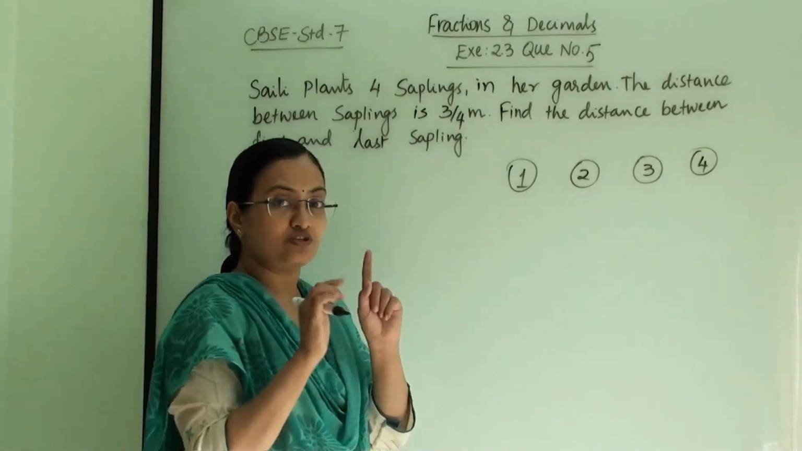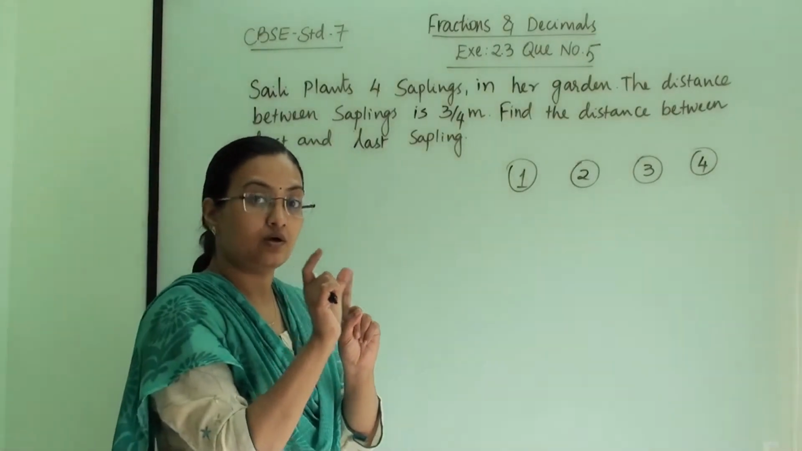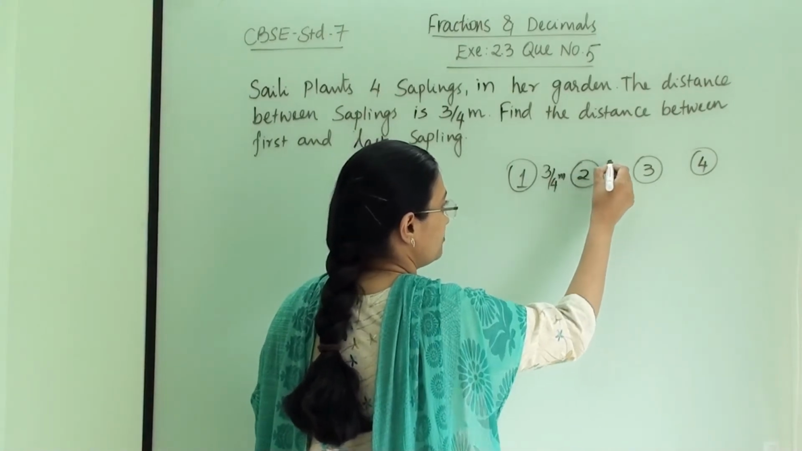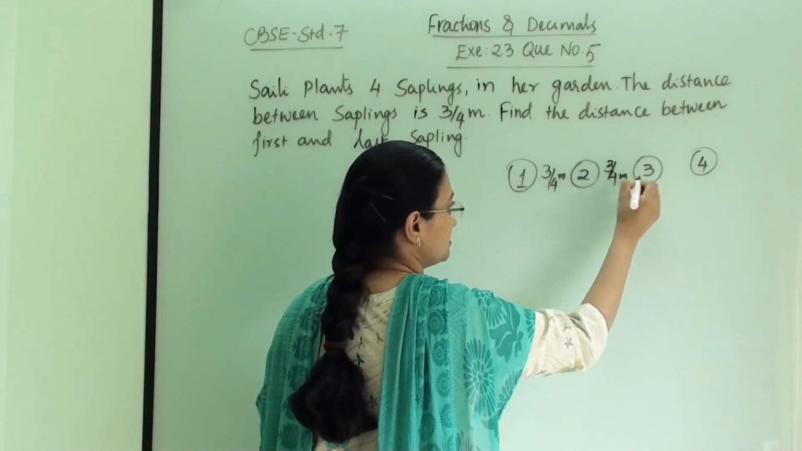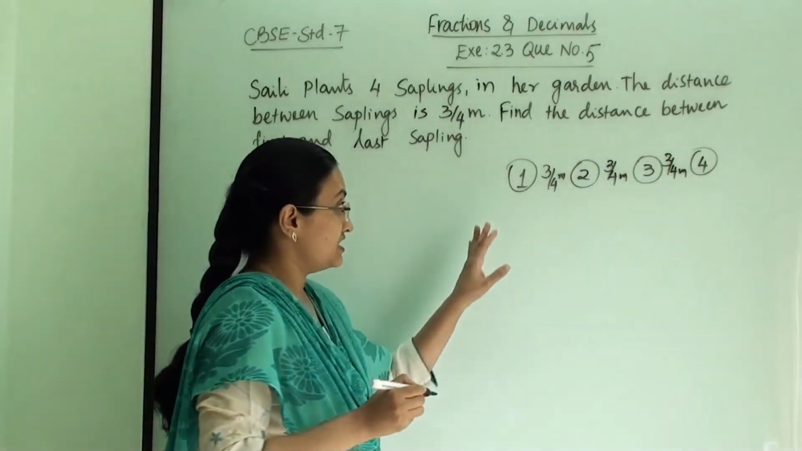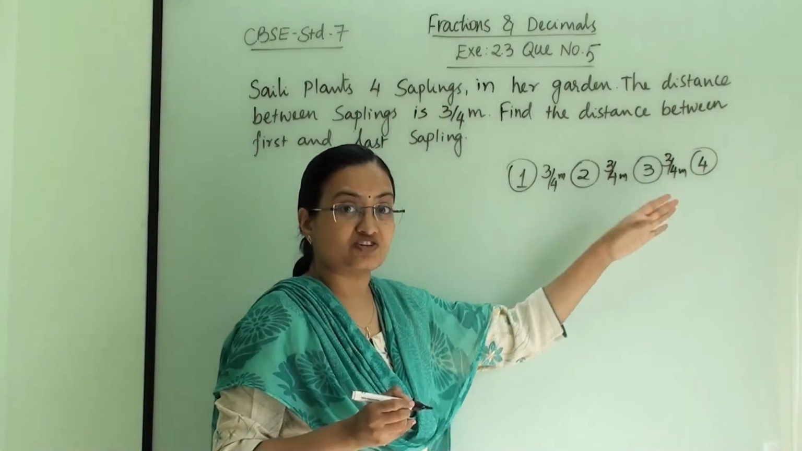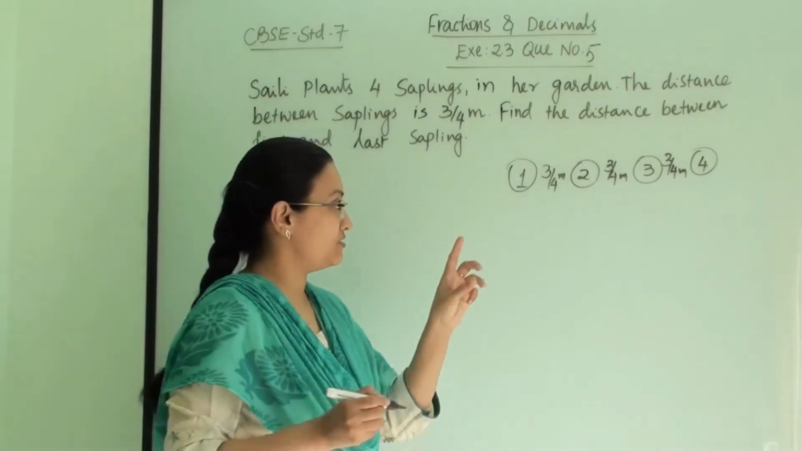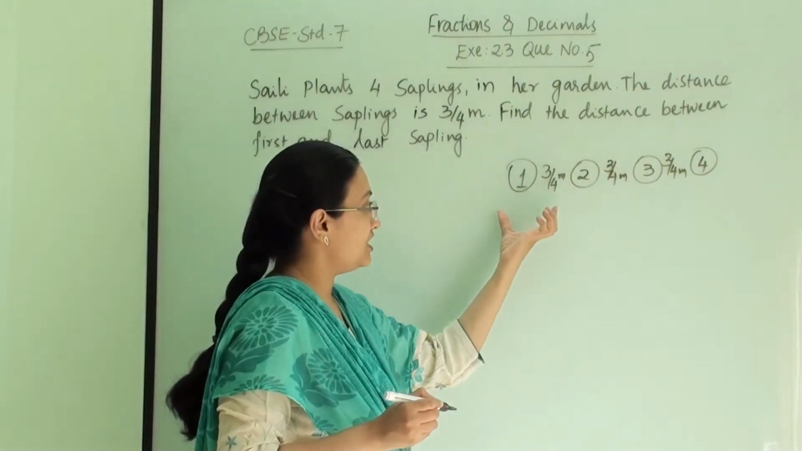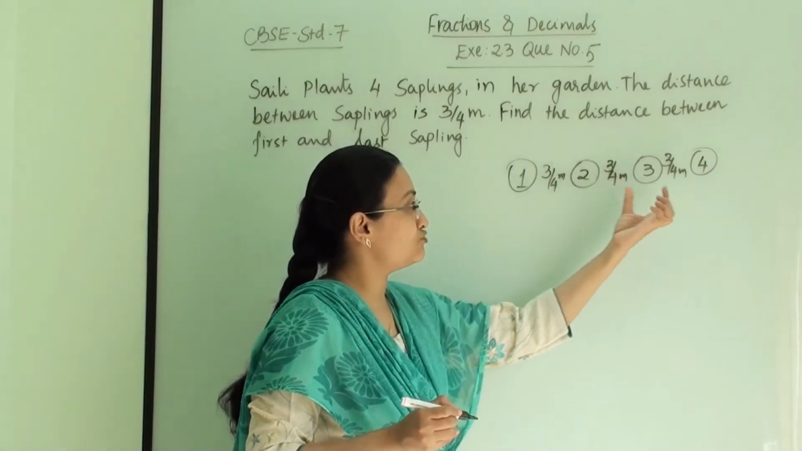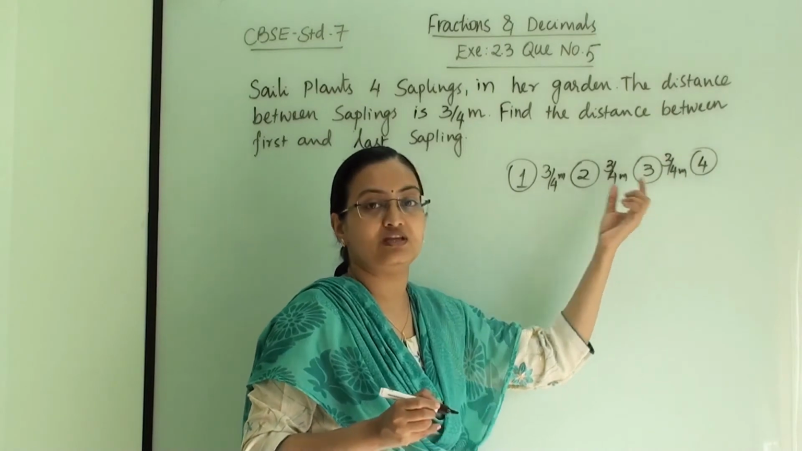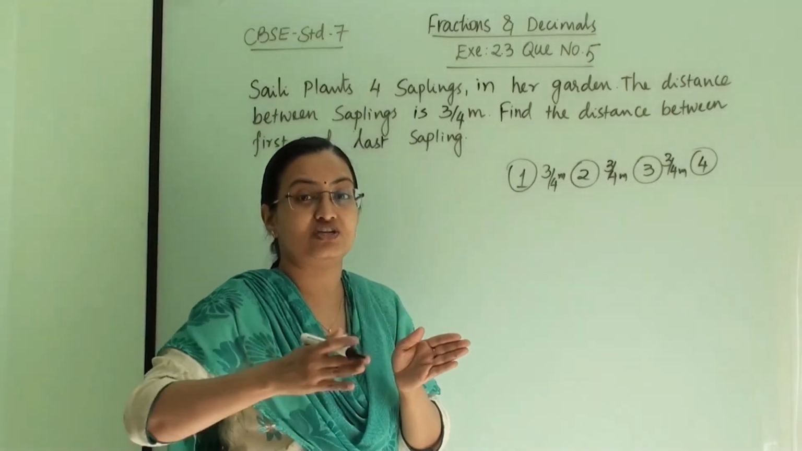And in between 2 saplings she left a place of 3 by 4 meter. 3 by 4 meter, 3 by 4 meter and the last 3 by 4 meter. Yes, saplings are 4, but she left places 3 times because after the 4th sapling there is no more sapling. So from the first sapling to the 4th sapling there are only 3 times 3 by 4 meter space she has left.